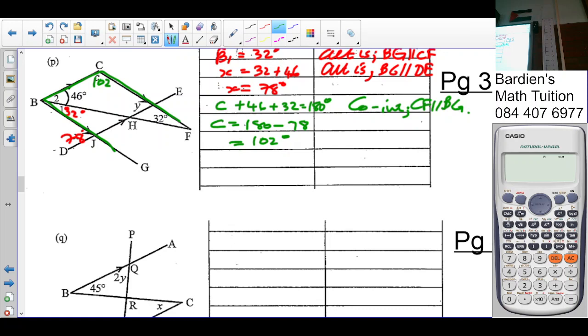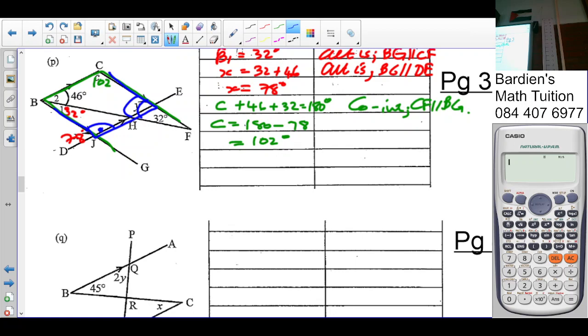What can be calculated now? Y. Now can you calculate Y? Co-interior. Co-interior. So that angle and that angle adds up to 180. So you must still calculate this angle if you're going to use co-interior.